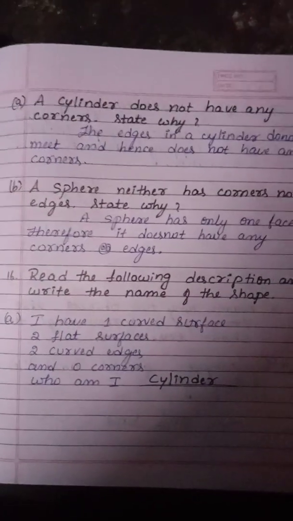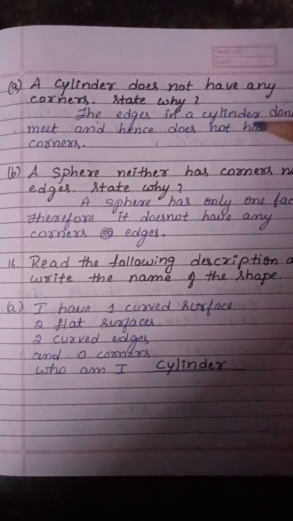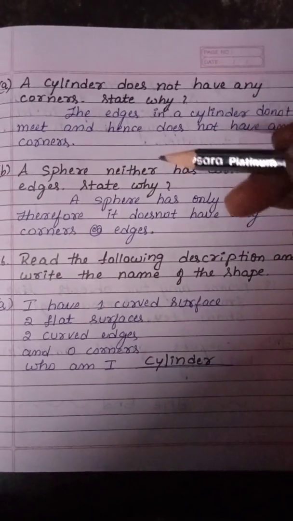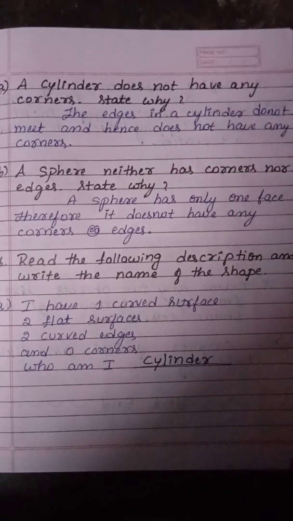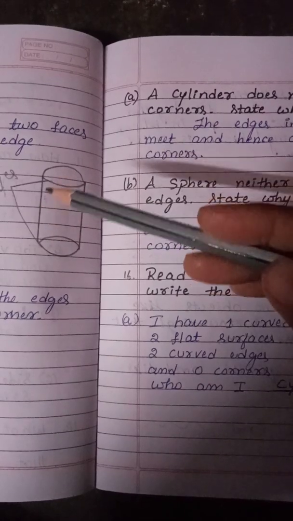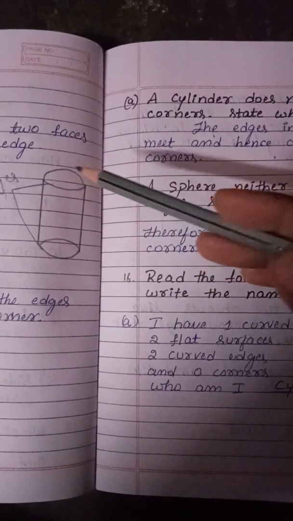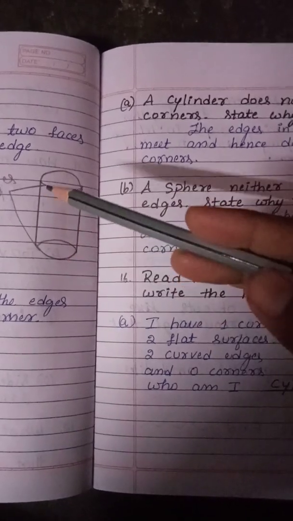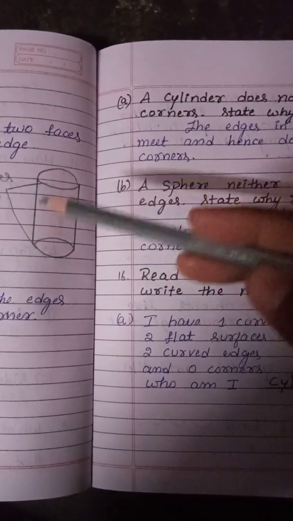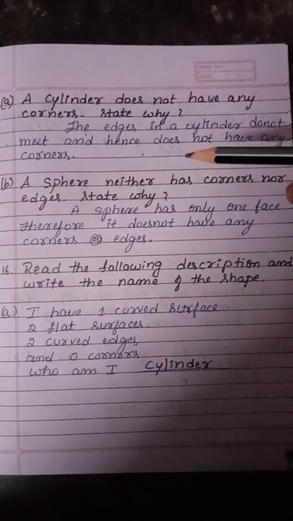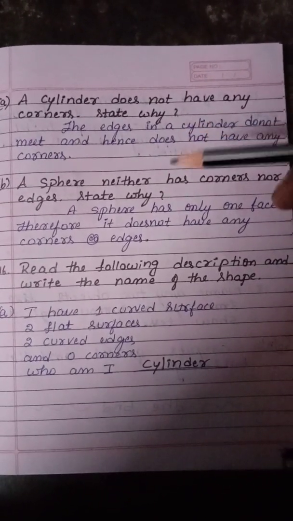Give reasons. A cylinder does not have any corners. State why. The edges in a cylinder do not meet and hence it does not have any corners. See, edges do not meet. See, this is a curved line. This is also a curved line. Here only one edge is there. So, the edges in a cylinder do not meet and hence it does not have any corners.